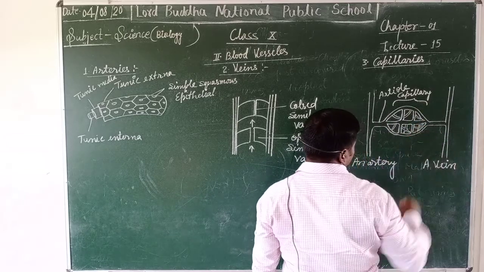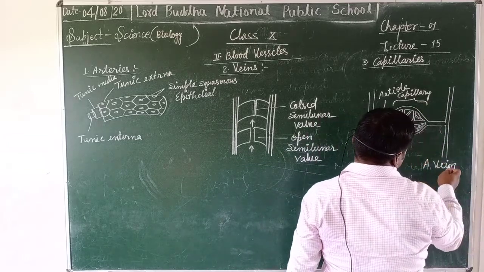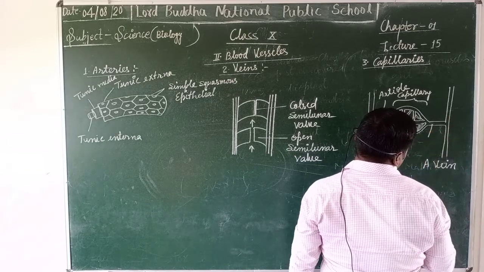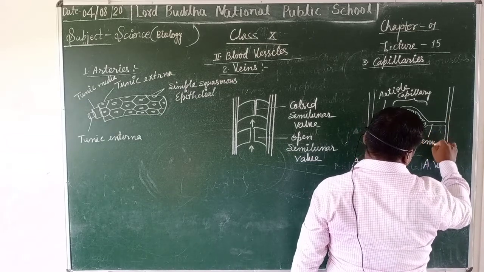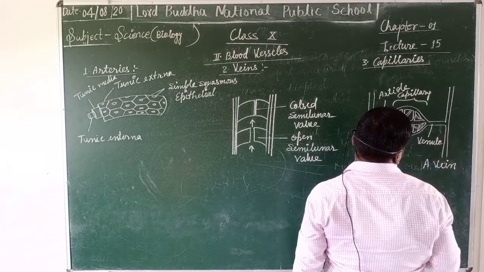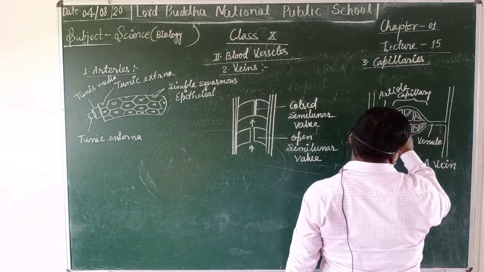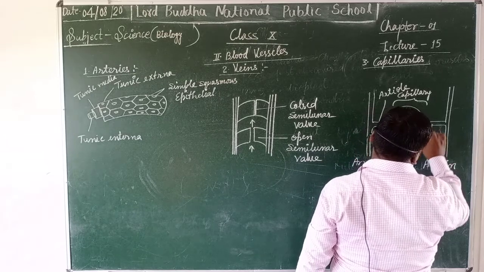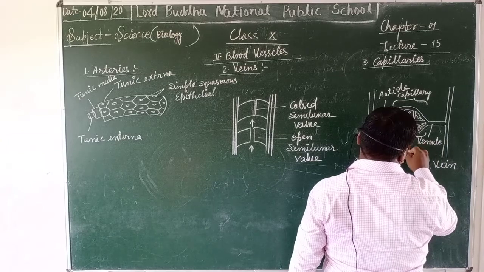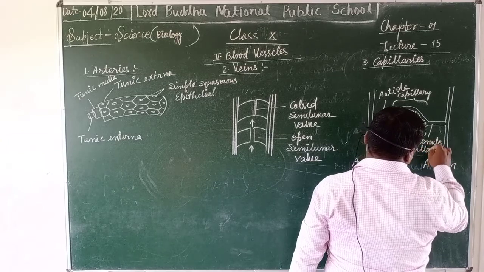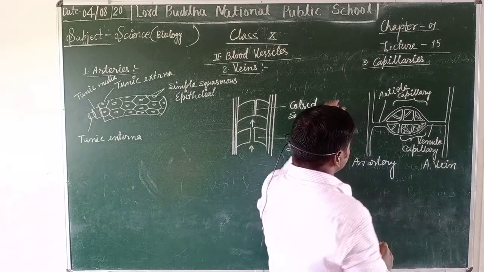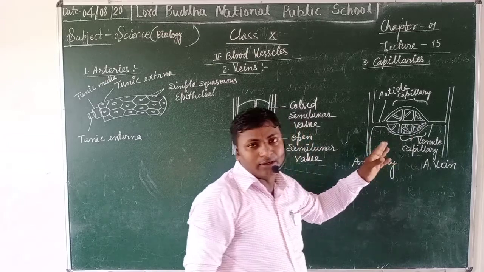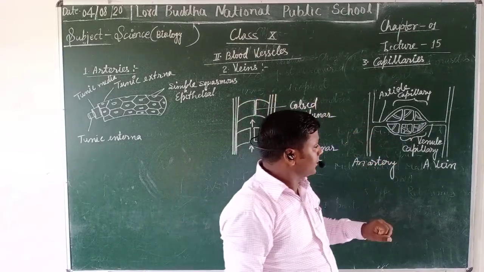This is the network of capillaries. Just like in the vein also, when the veins primarily get branched, it is called a venule. And when the venule further gets branched, it is also called the network of capillaries. Thus, we can say that the capillaries are the intermediate part between the arteries and veins.